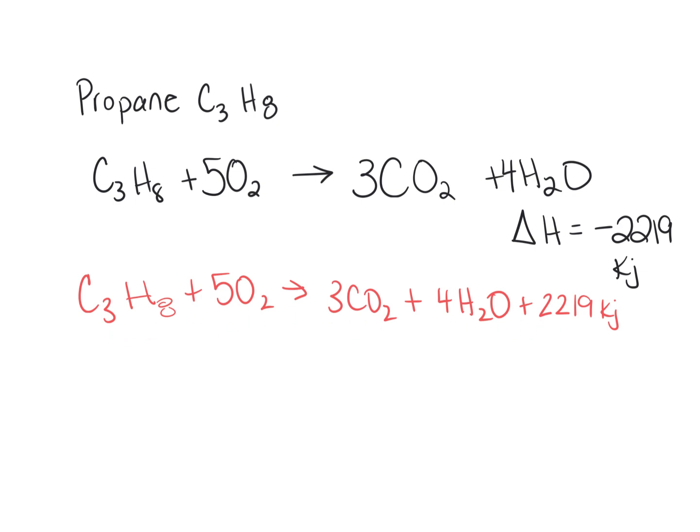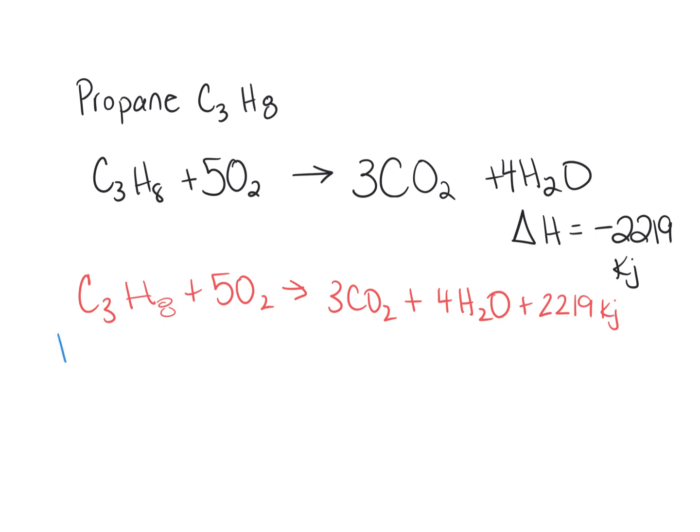So this does tell me that there are 2,219 kilojoules of energy that are getting released every time I produce 4 moles of water and 3 moles of carbon dioxide, or when I have 1 mole of propane reacting with 5 moles of oxygen. That's how much energy is going to be released there. So you do want to make sure that you understand what this is really telling us.